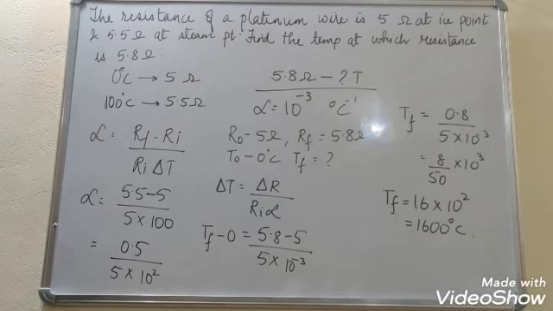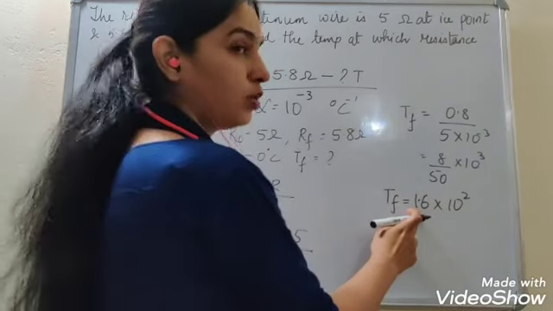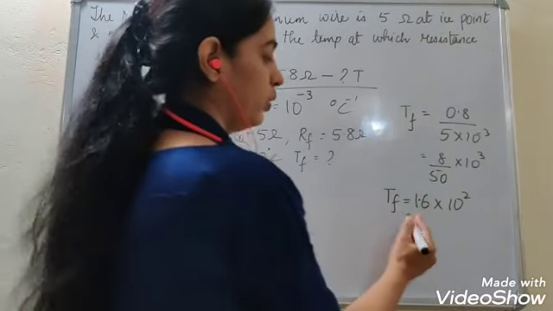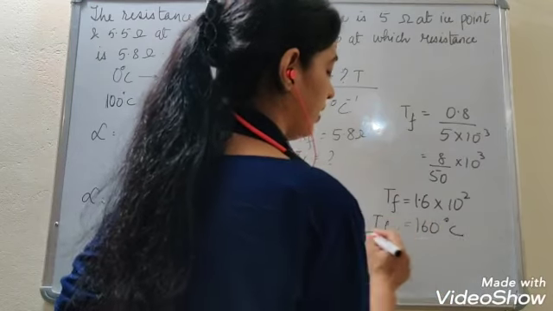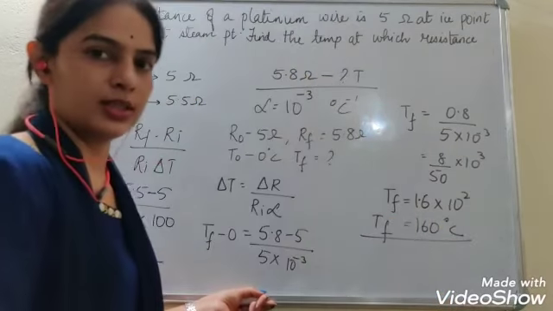Okay, guys, 1.6 into 10 to the power 2, that is 160 degrees Celsius. So the final temperature will be 160 degrees Celsius.